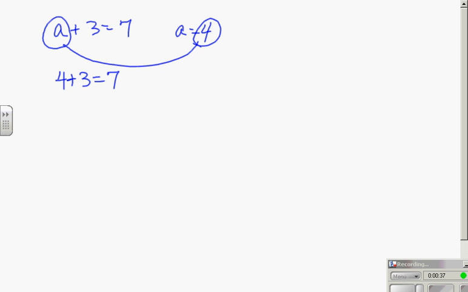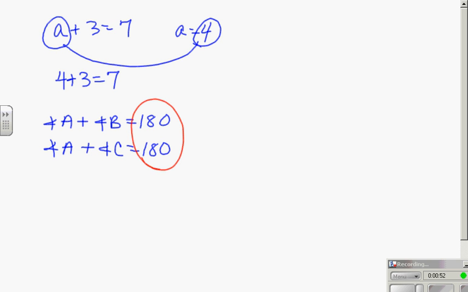We would have things like, angle A plus angle B equals 180, and we would have angle A plus angle C equals 180. And because they equaled each other, we could write by substitution that angle A plus angle B is equal to angle A plus angle C. Those are places you've used substitution before. Now we are going to keep using this idea.